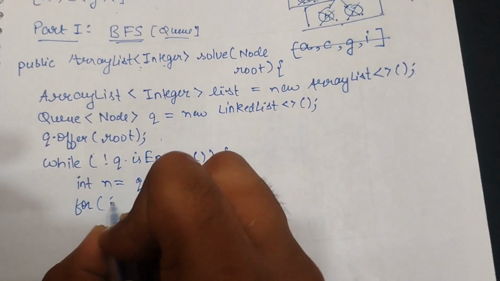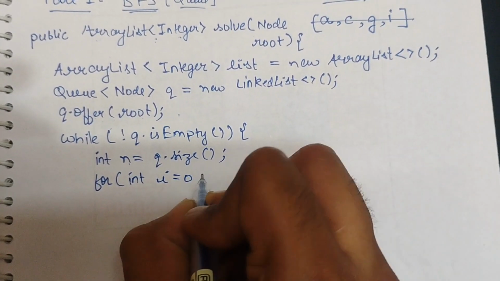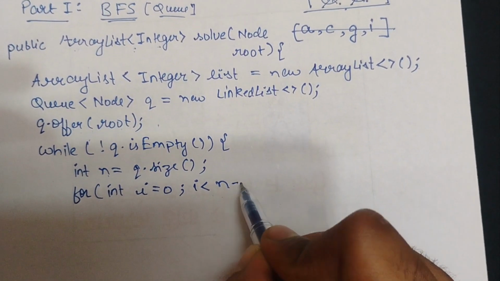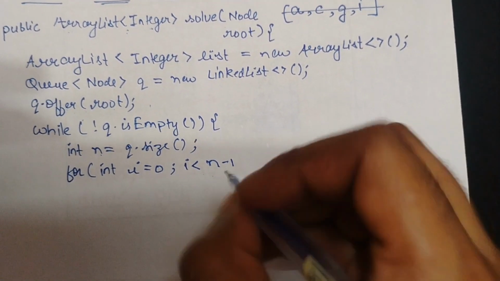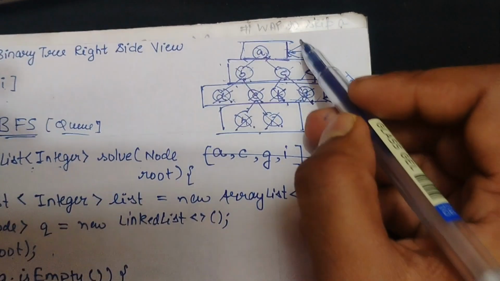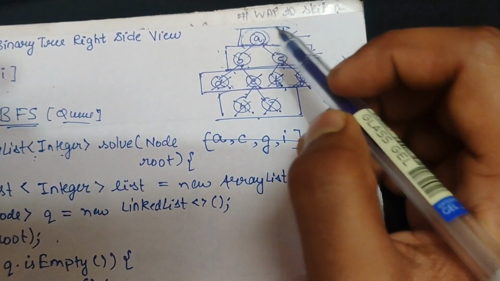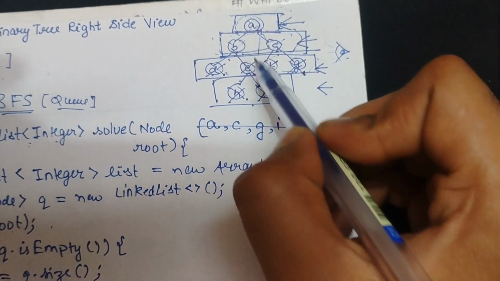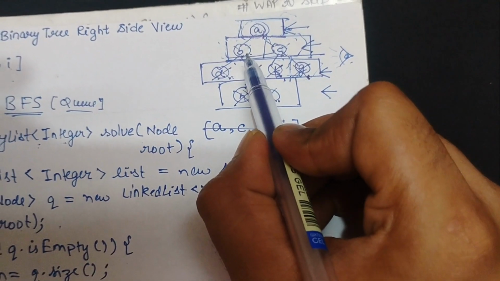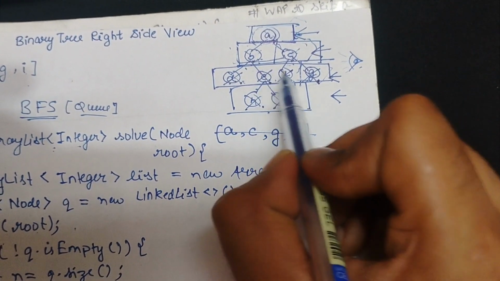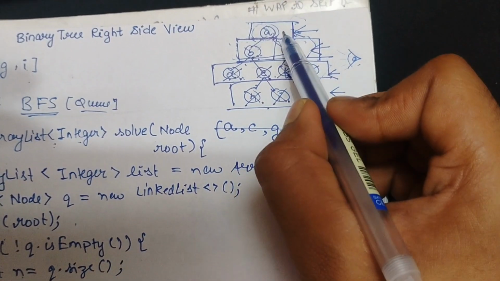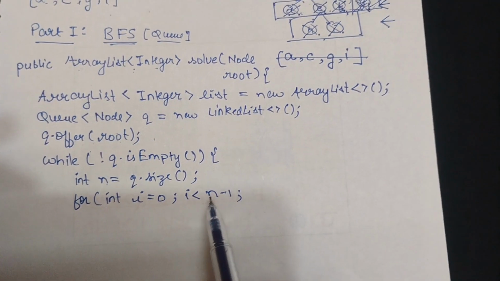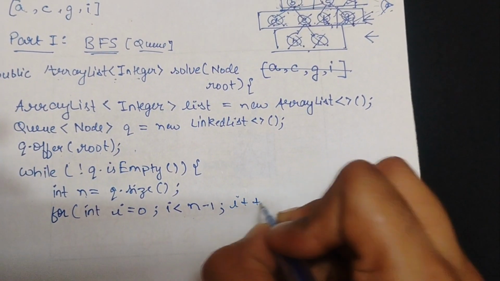Similarly we'll proceed. I'll make a for loop, int i equals to 0, i is less than, okay, focus here, i is less than n minus 1. Okay, why n minus 1? Because I have to add the last element. These 3 nodes are not important for me, because what I want in the answer is the last node of each level. So that is why I'm running the loop till n minus 1. Then I'll write i plus plus.